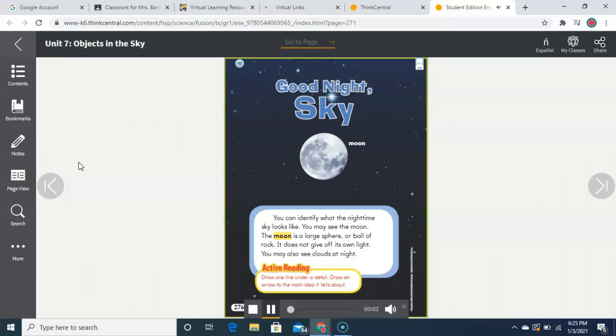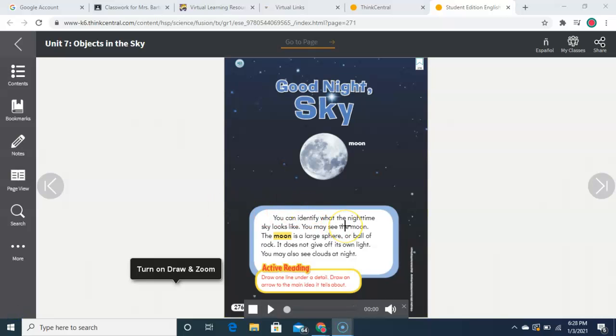Good night, sky. You can identify what the nighttime sky looks like. You may see the moon. The moon is a large sphere or ball of rock. It does not give off its own light. You may also see clouds at night. Active reading. Draw one line under a detail. Draw an arrow to the main idea it tells about. Moon.